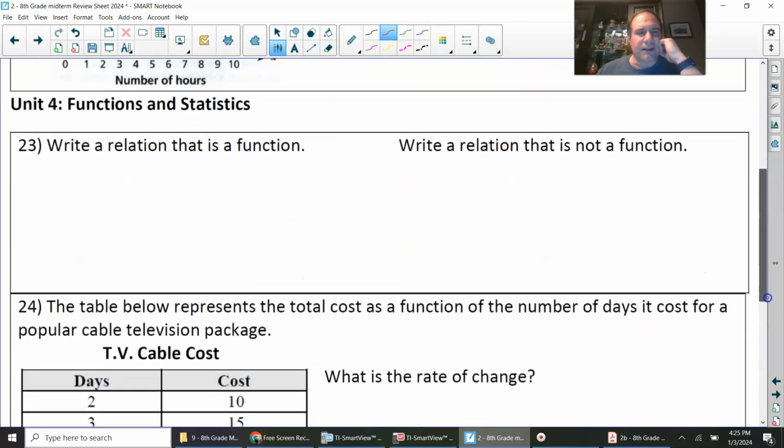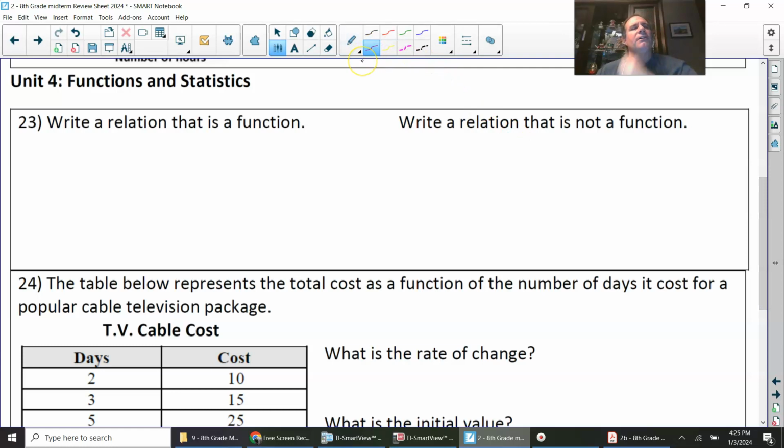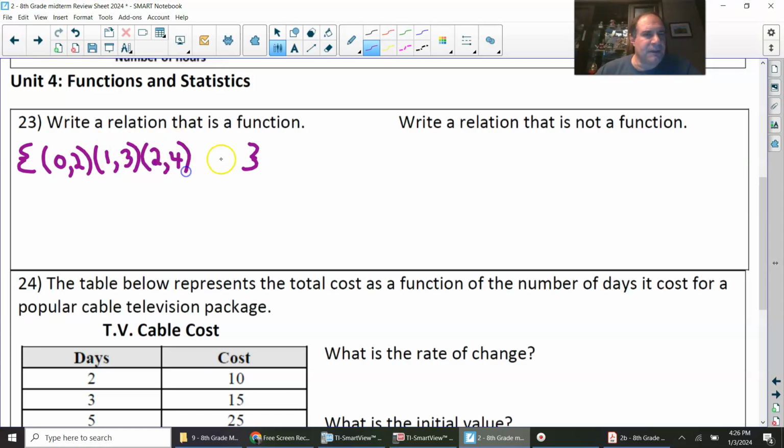For unit 4 and the last unit that we're going to be covering on this review sheet, write a relation that is a function. A relation is a set of all points. Just remember, every time you put a relation together, you have to try to put them in braces. With my braces set up, I'm going to start with 0, 2, then 1, 3, then 2, 4, and then maybe 3, 5. All right, and that is a function because in a function, every x has its own y.